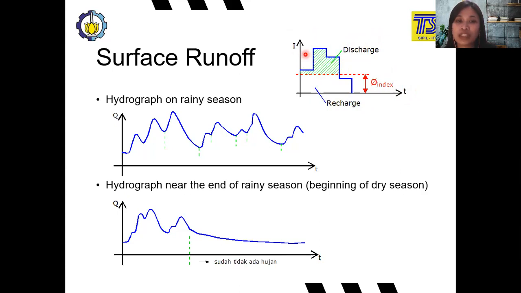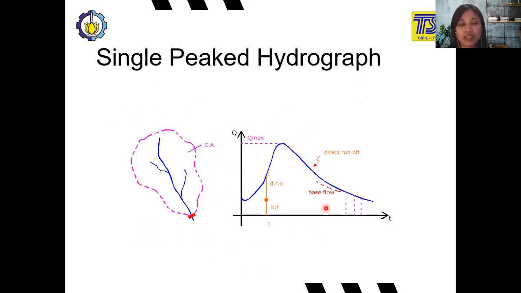So the hydrograph of the rainy season and the hydrograph near the end of the rainy season are different. As you can see here, the hydrograph of the rainy season has quite a big discharge, but near the end of the rainy season, beginning of the dry season, if there's no more rain, the hydrograph will decrease continuously until it becomes very small. And the hydrograph that we will talk about in this class is the single peak hydrograph, which means there is only one maximum discharge on this hydrograph.